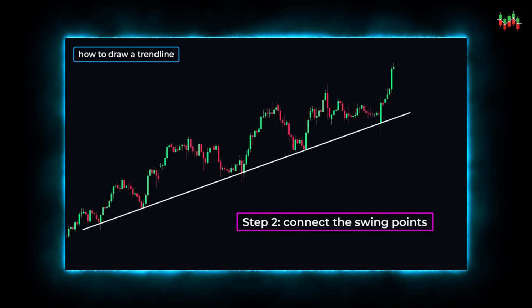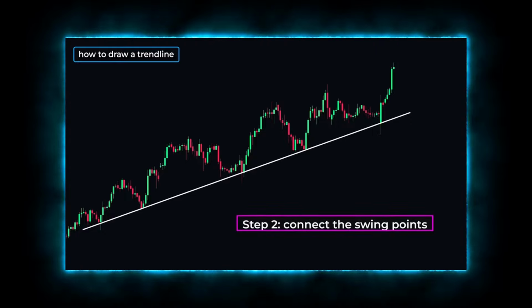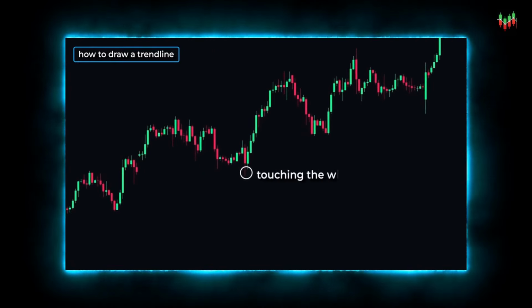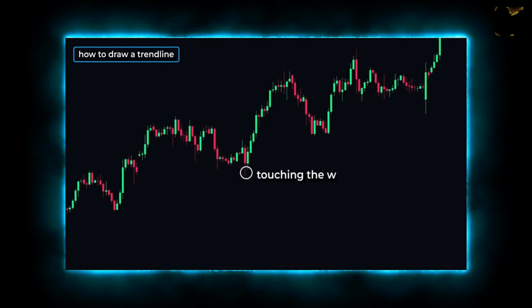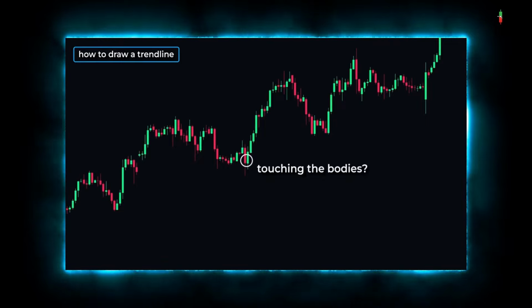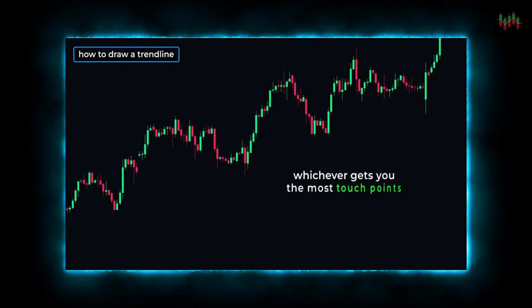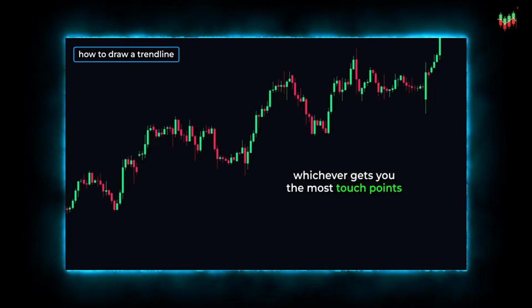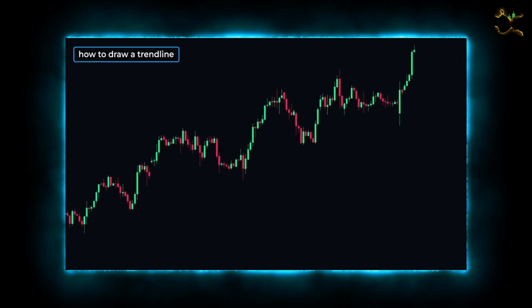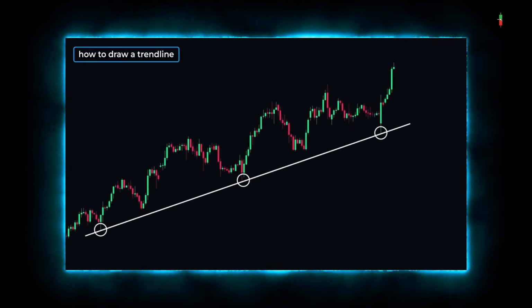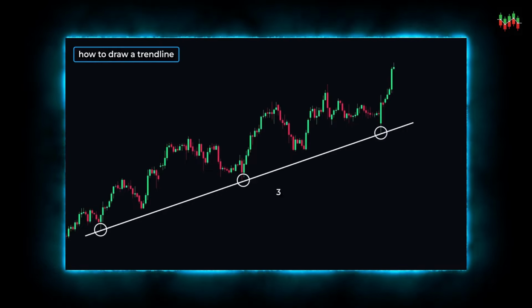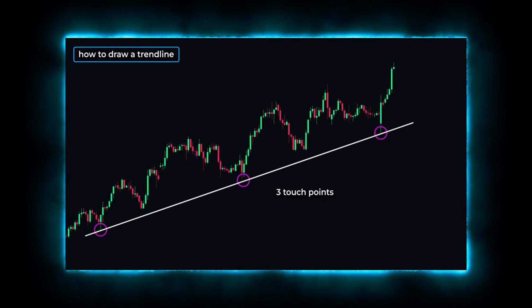Now, a common question people ask when drawing a trend line is, should I draw them touching the wicks of the candles? Or should I draw them touching the bodies of the candles? The answer is, whichever gets you the most touch points. For example, looking at this chart, if we draw a trend line by touching the wicks, we get a total of 3 touch points.